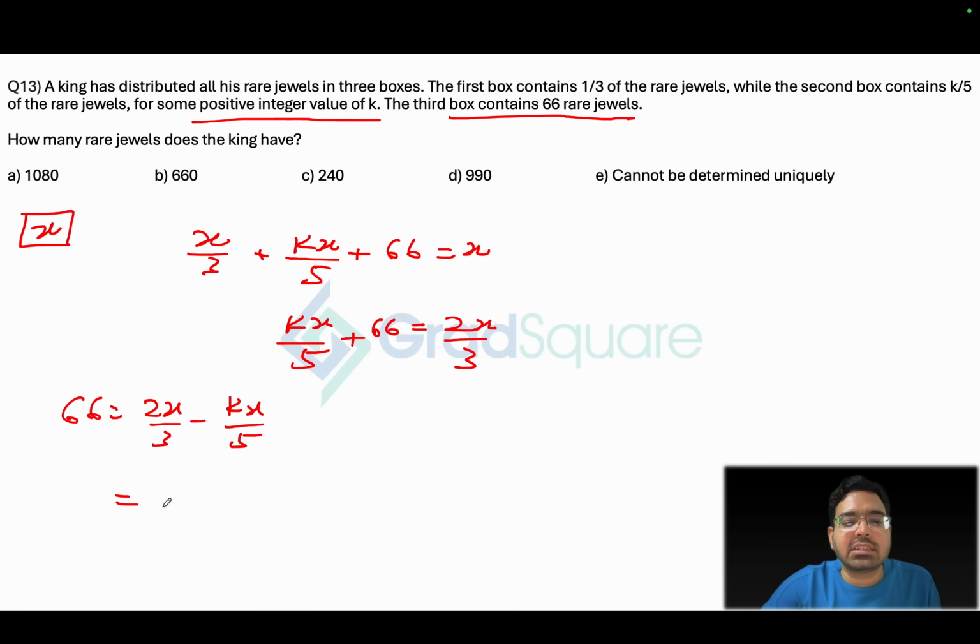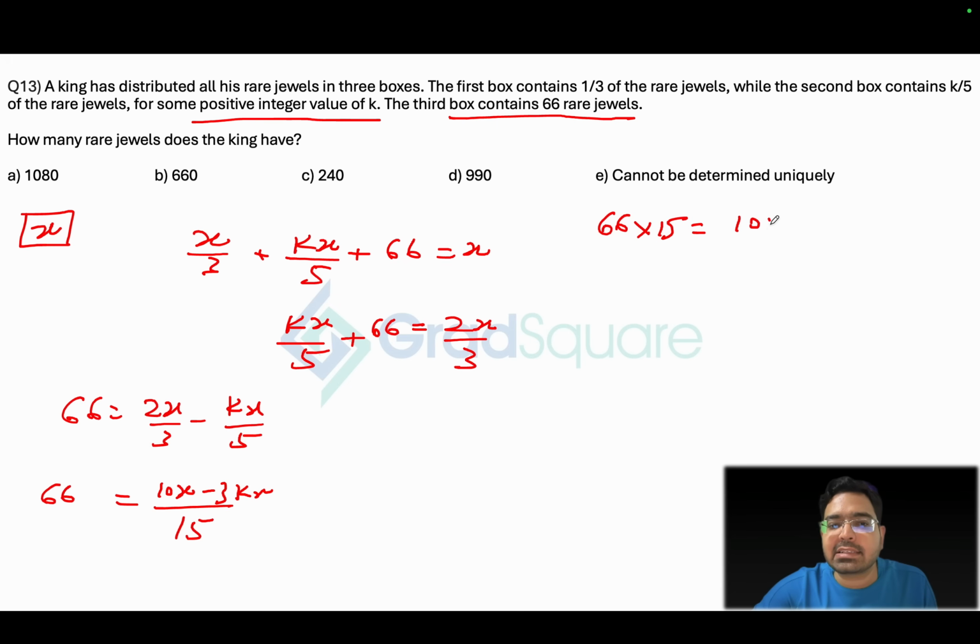So if you look at this, 15 becomes your LCM. If you multiply this by 5, it will become 10x. And if you multiply this by 3, minus 3kx equals 66. That's the number that you are looking at. So now if you look at this, it will become 66 into 15 equals 10x minus 3kx. If you take your x common, it will turn out to be what? 10 minus 3k should be equals to 66 into 15.